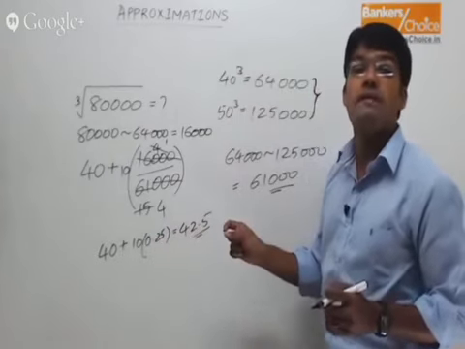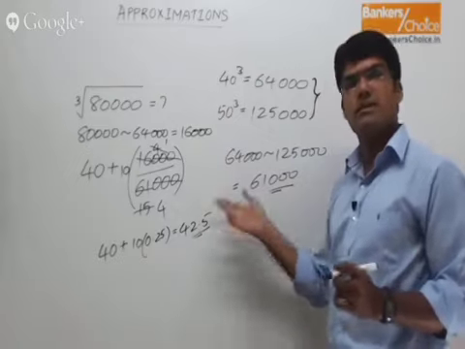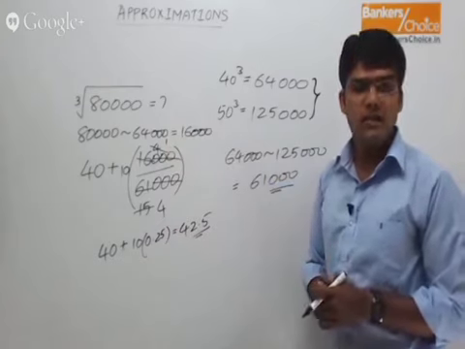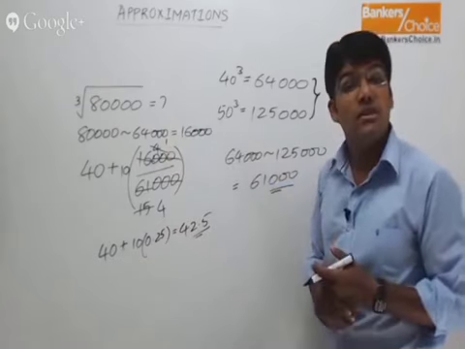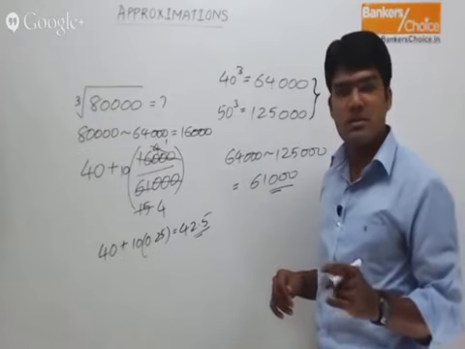So 42.5 cube is approximately 80,000, or you can say 43. Generally, it is on the higher end, right? So 43 cube will be approximately 80,000. So that's the process that you need to stick to for finding out approximate cube roots. Are you able to follow, friends? Just look at the process once again.